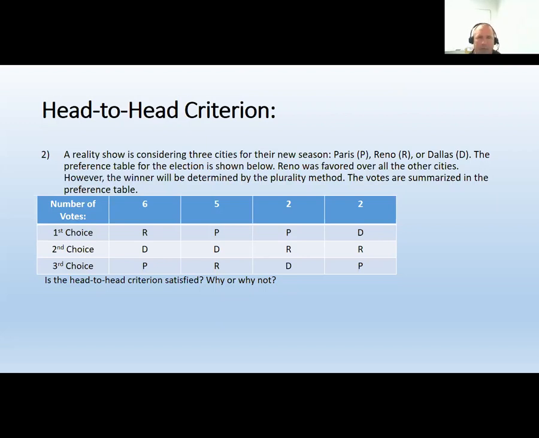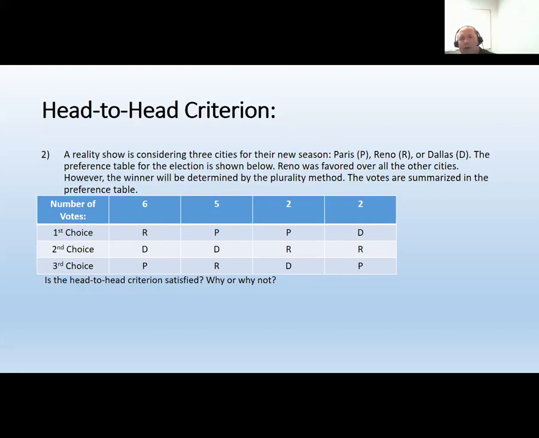So let's go ahead and go over this. To determine who wins by the plurality method, it's just whoever got the most first place votes. So if you look at this, who did you guys get that wins the election off of who gets the most first place votes? Paris. Paris won, exactly, because Paris got 7 first place votes and the other candidates didn't get that many.